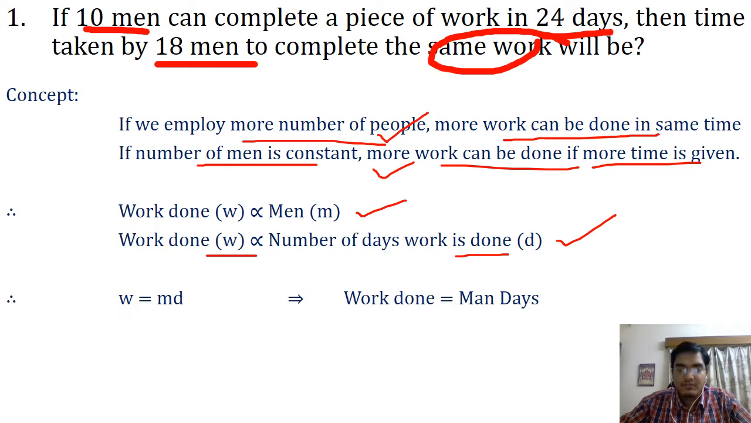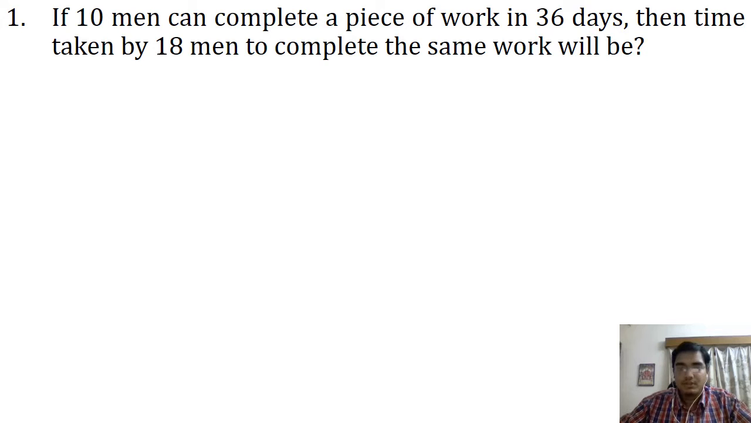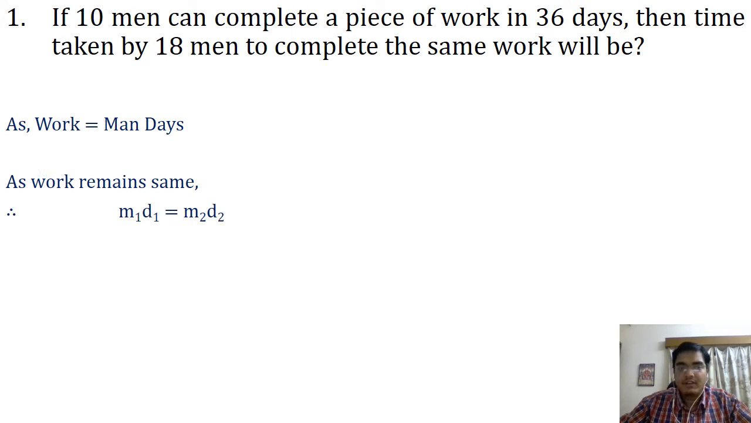So from this, the formula we can derive is W equals MD. So work is basically man days. Now as work is equal to man days, our work remains the same. That is, M1 D1 would be equal to M2 D2. If 10 men are employed for 24 days, then 18 men would be employed for some number of days that we have taken as D2.